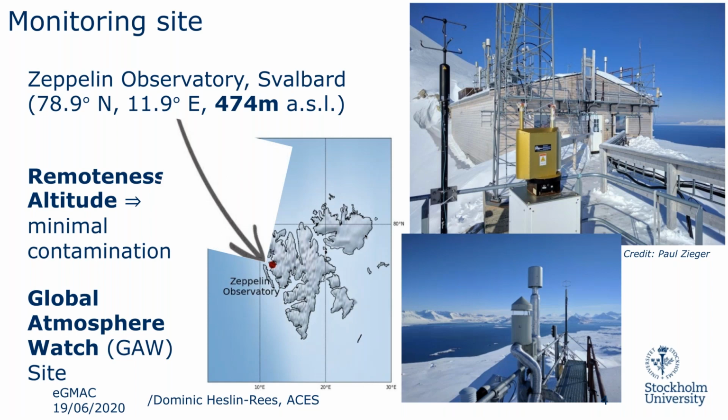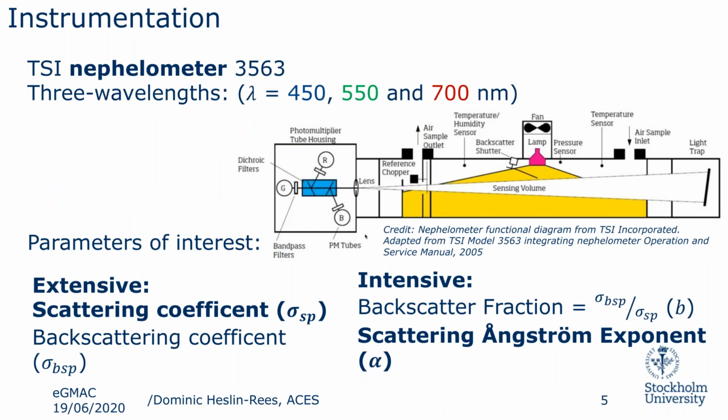So the inlet's on the top of the observatory, and then you can see we've got a Holer inlet which brings in air and comes into the nephelometer. So this is a standard piece of kit in aerosol science.